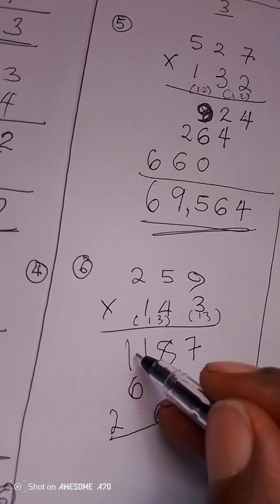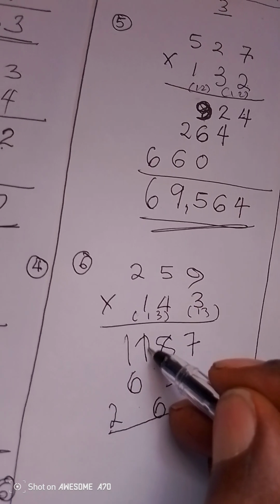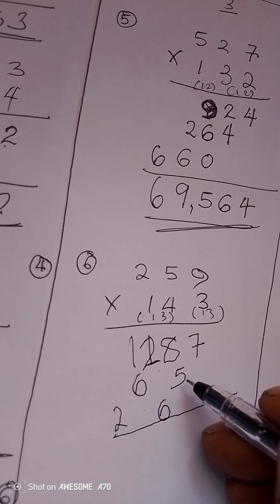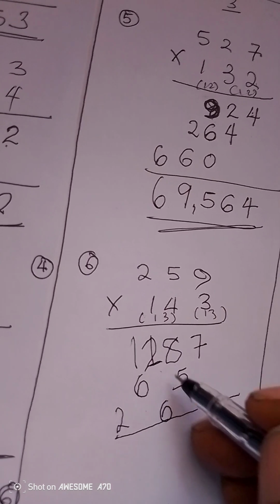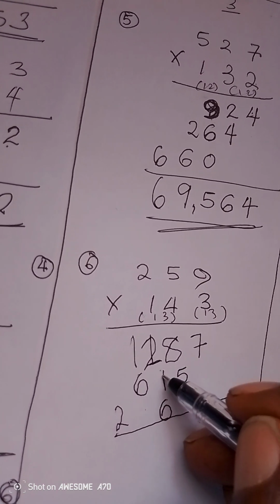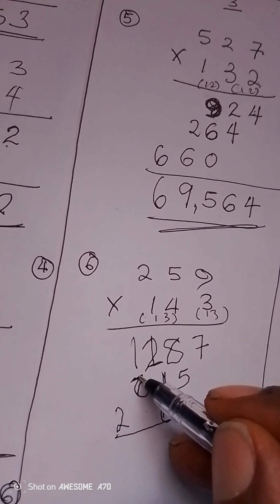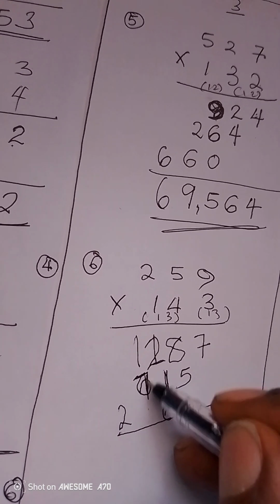And then the 1, you add the 1 to this 11, that gives you 12. So you change this 11 to 12. Then 6 plus 5 gives you 11. You put your 1 in between. The other one, you add it to this 6, it gives you 7. So you can change your 6 to 7.